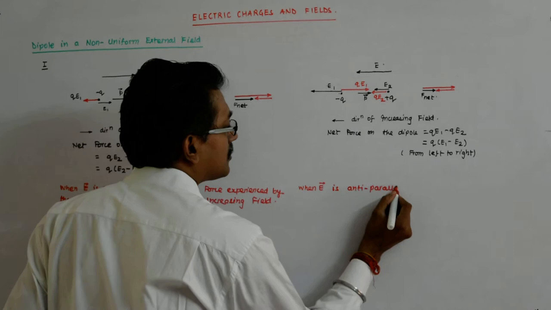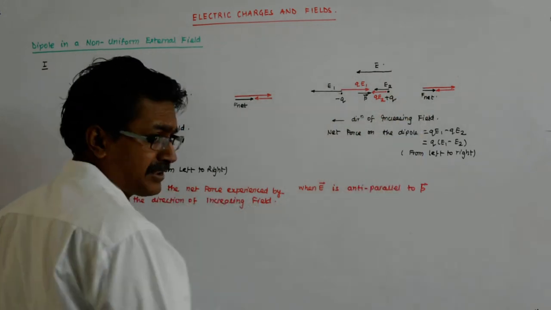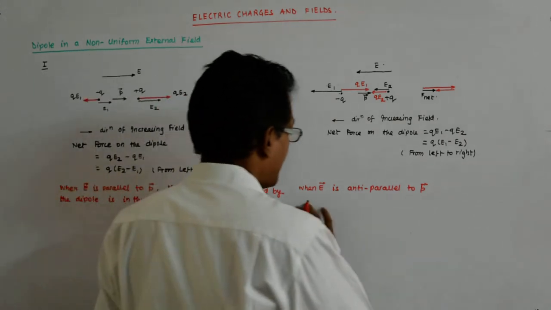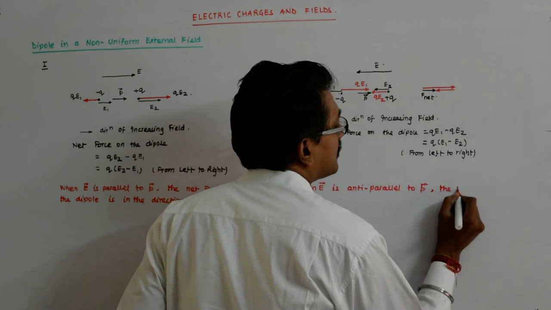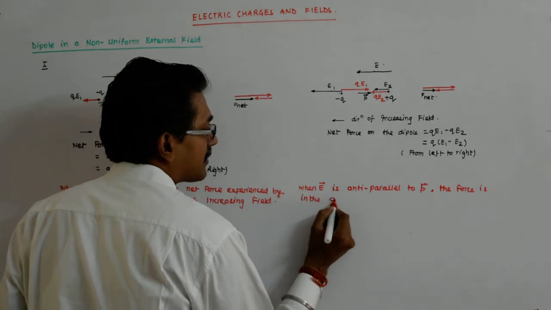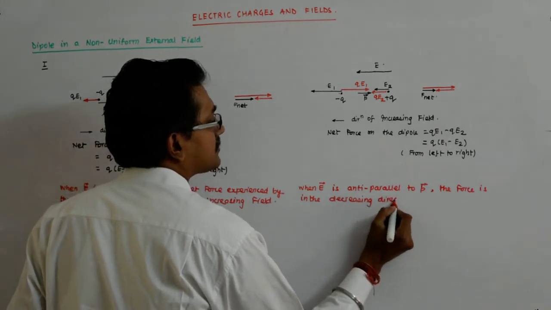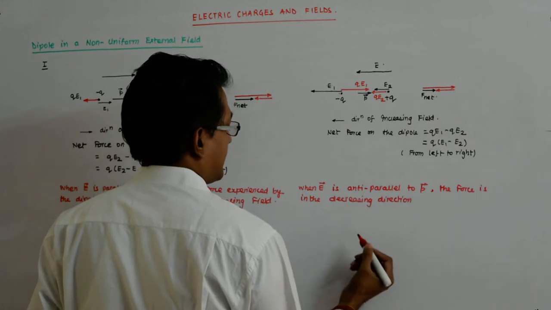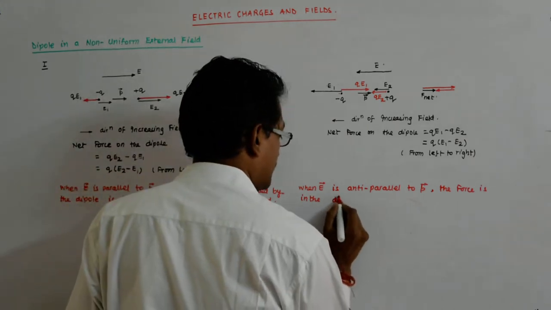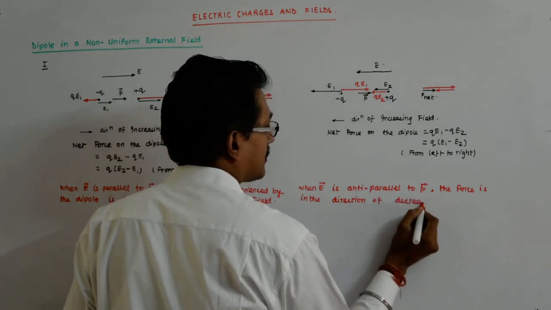When E is anti-parallel to P, they are anti-parallel. E is in this direction and P is in that. Anti-parallel means though they are parallel, the direction is anti, right? When E is anti-parallel to P, the force is in the direction of decreasing field. Correct.